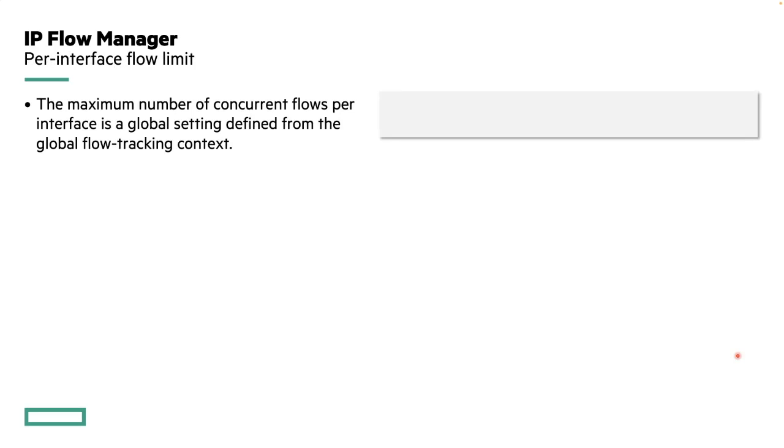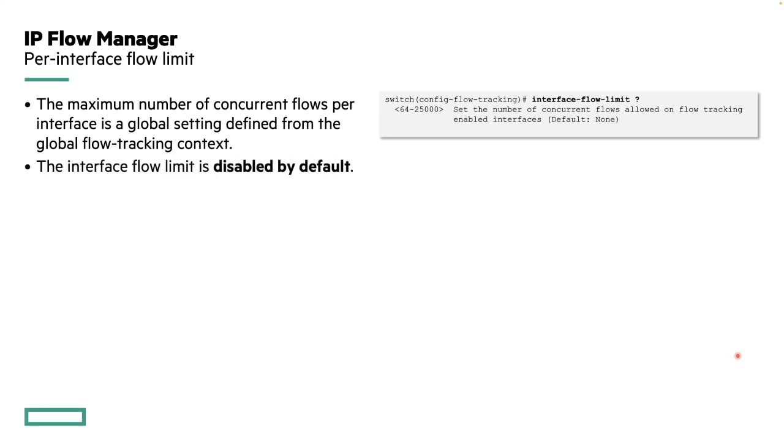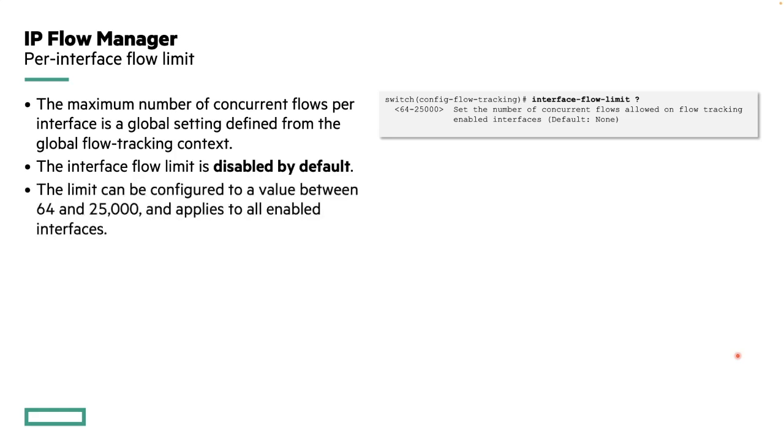So the first new feature that is configurable associated with the IP Flow Manager is a per interface flow limit. So this is the maximum number of concurrent flows per interface configured as a global setting. So the setting you configure here applies to all flow tracking enabled interfaces. That limit is disabled by default. If it is not configured, then you are limited by the maximum scale for the given platform and line card that you are running this feature on. You configure it between 64 and 25,000 concurrent flows on each enabled interface.